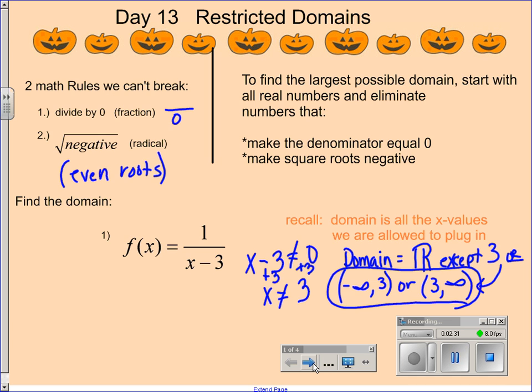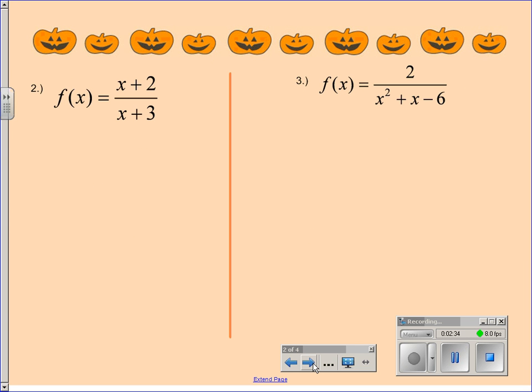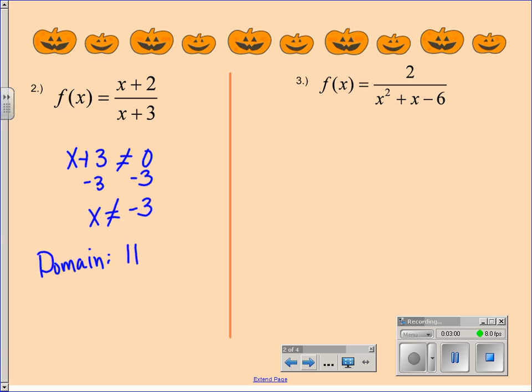So let's try another one. Again, we need to find the domain. So we need to figure out what can it be. Well, we have x plus 3 cannot equal 0 because we can't have 0 on the bottom. So what can x not be this time? Right. Negative 3. So what is our domain? Our domain is the set of reals except for what? Good. Negative 3. So these are called restricted domains because there's two rules that they can't be.